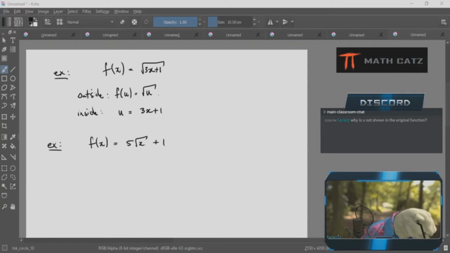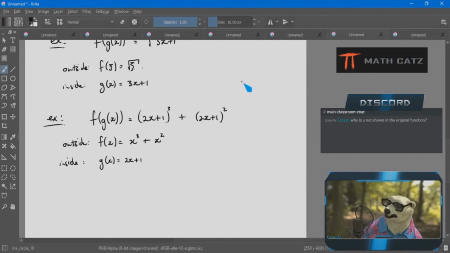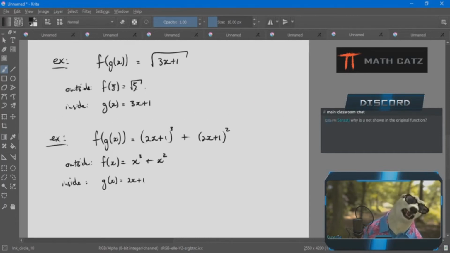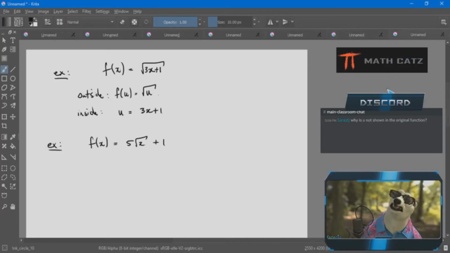Well, let me just address the question. Why is u not shown in the original function? Because it's not going to look like this. They're not going to make it that easy for me, right? They're not going to come out and say, alarm, alarm, attention, this is a function of a function. They're going to hide it and say, here's a function. Do whatever you want with it. And it's my job to recognize that it's a function of a function. Or not. I don't know.